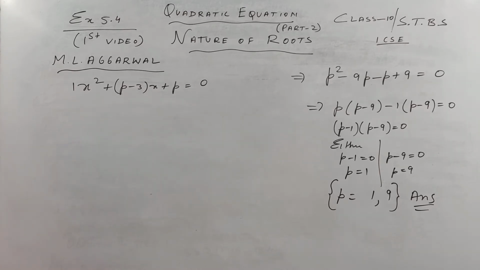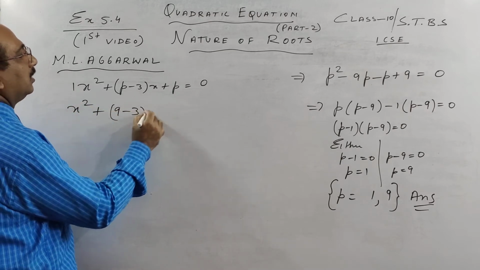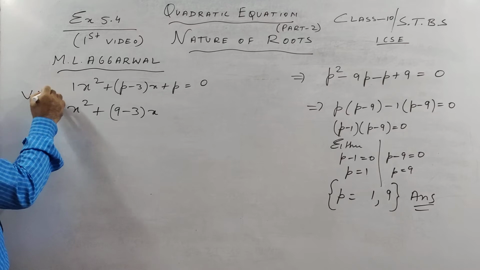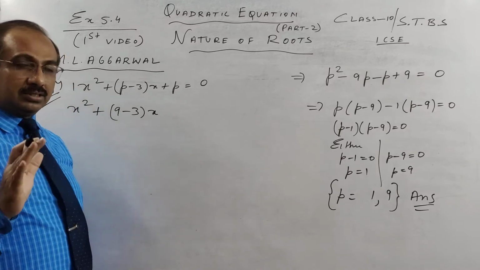So here we go to verify, children. So see, I'm going to put 9 in place of P. So see what happens. x square plus 9 minus 3x. So this is called verification. This does not carry any marks now in ICSE, but my teachers were very good.